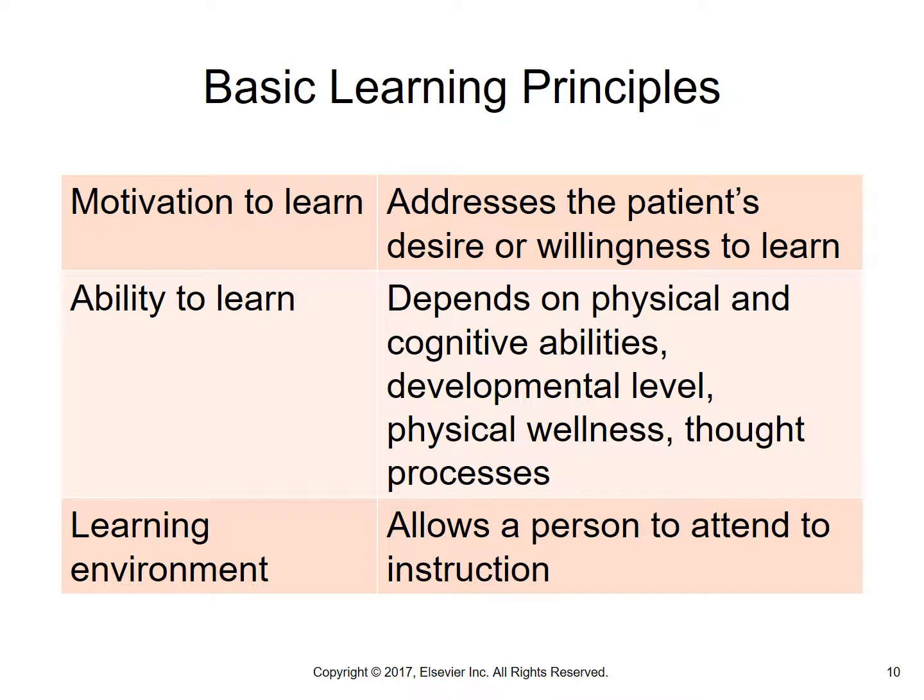So we also need to understand what's their ability to actually learn. What are their physical and cognitive abilities? What developmental level are they? Where did they graduate high school? Are they children? Are they adults? How old are they? What's their physical wellness? What is their actual thought process? How are they able to actually learn? These are things you really need to consider with patient education.